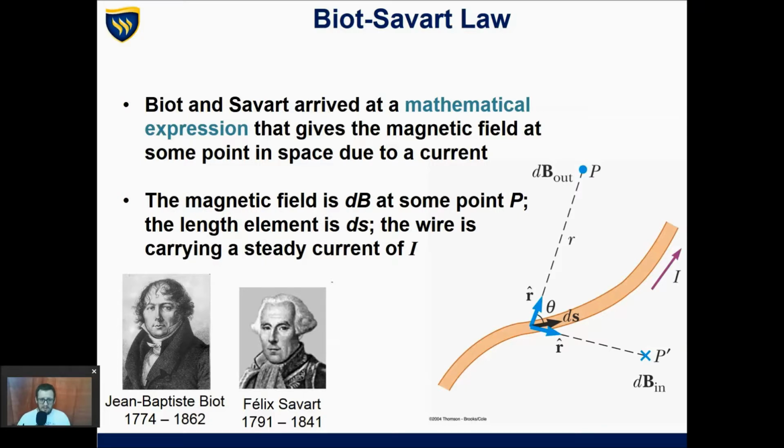So the magnetic field at some point here, we say this is point P. This infinitesimal tiny piece of magnetic field, dB, at point P results from this current, I, moving along some infinitesimal piece of a wire, ds. And we're assuming, of course, right now that the current is steady. It's not a variable current. That is another complexity that we won't go into.